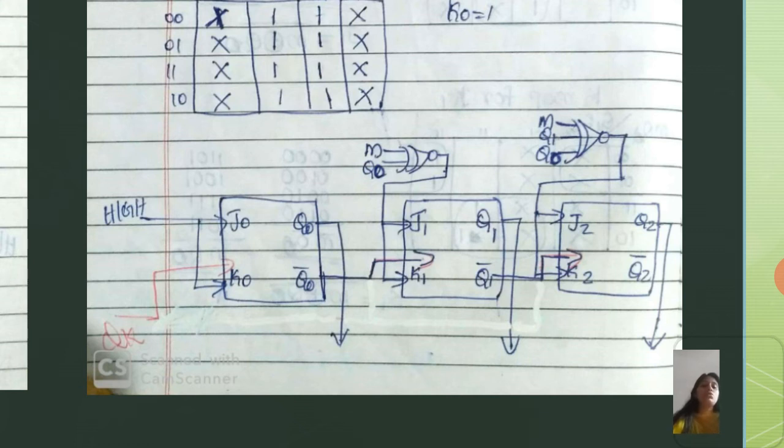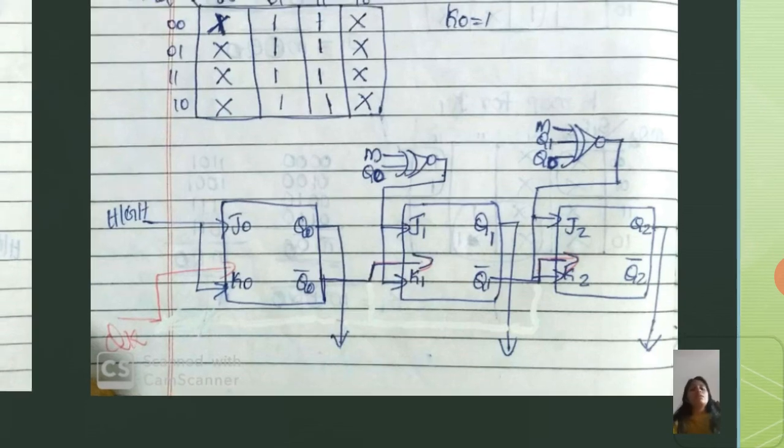So Q2 bar is not taken for the clocking purpose. Okay, this is all about the circuit diagram representation. We have gone through all the 5 stages, and we have plotted the circuit diagram for the 3-bit up-down counter. This is all about the first asynchronous counter, that is the 3-bit up-down counter.